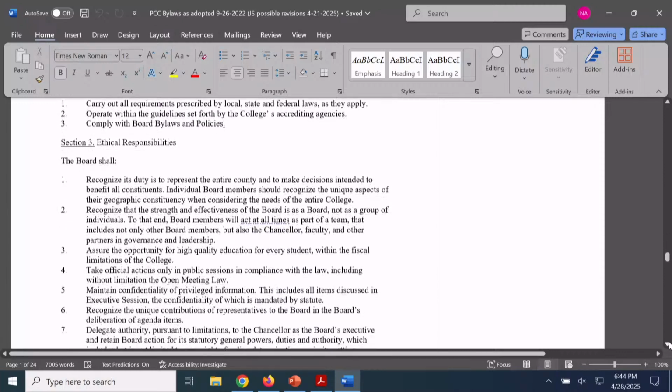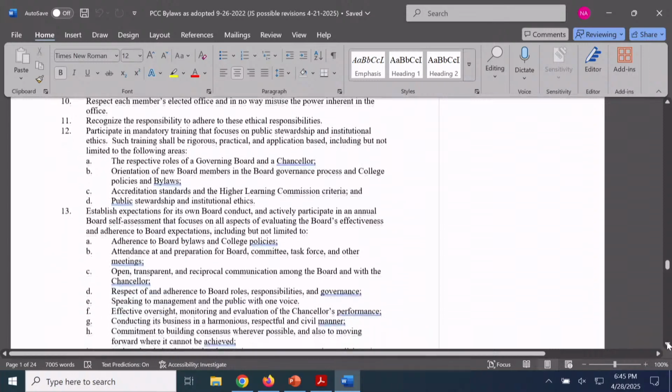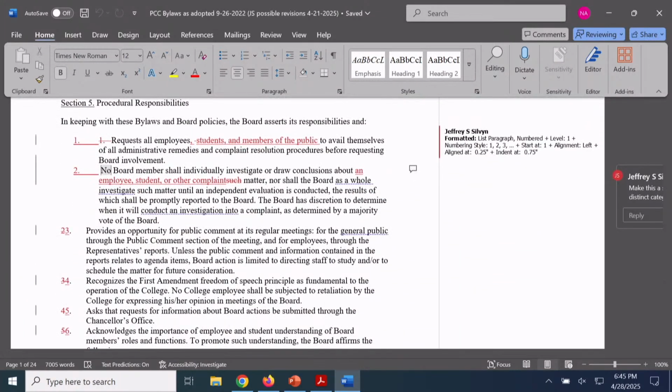Okay, so I think we're in Article 10. It's Code of Ethics. I think this is the last section where I had some thoughts. Section 5, the heading is procedural responsibilities. It has broad brushstrokes about some processes that the board follows. In the original language, it just talks about employees, but in fact, of course, there are complaint processes for employees, students, and members of the community, but that was not addressed here at all.